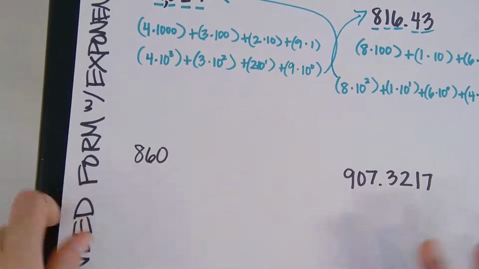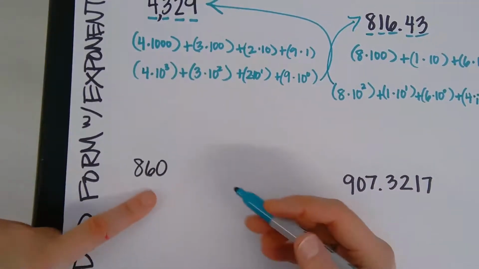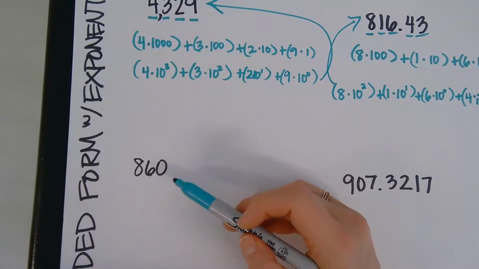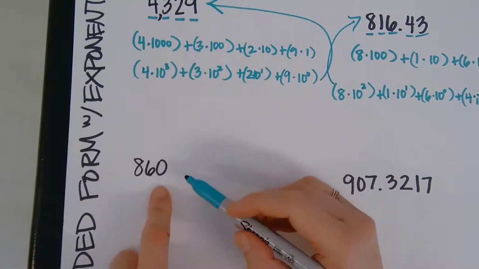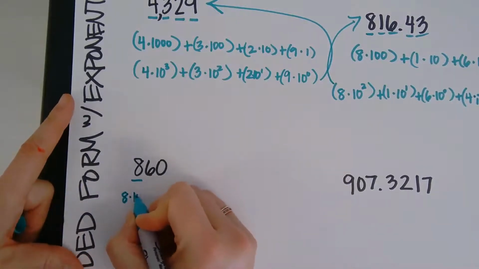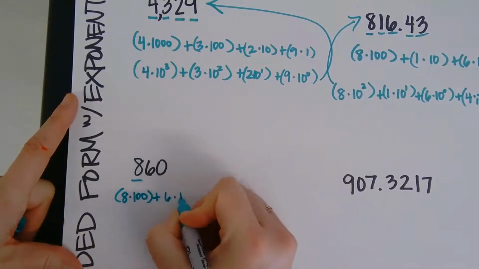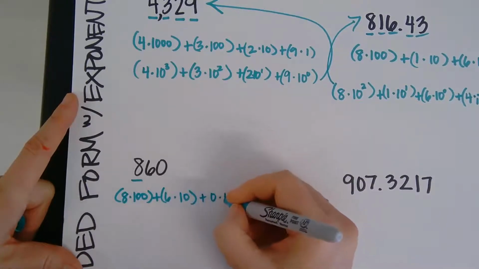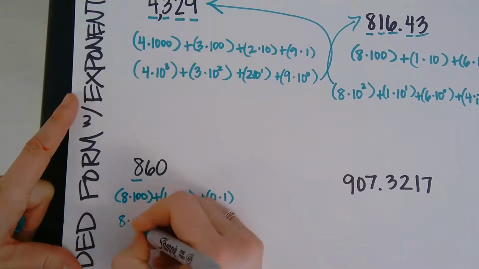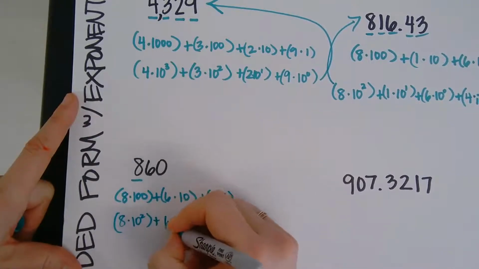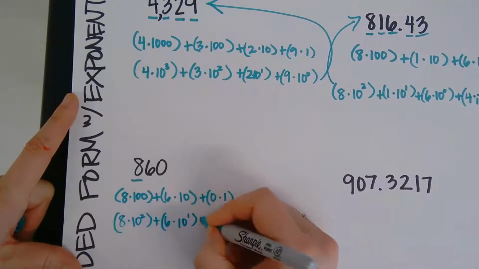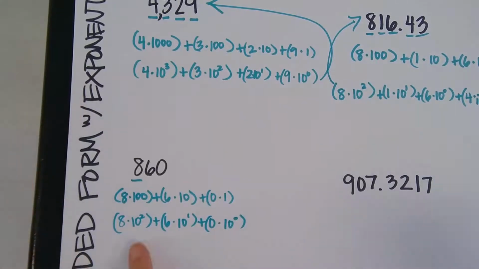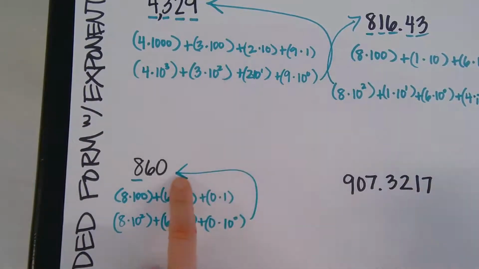All right, let's just check yourself with 860. You could pause this video right now. You do it in your note section and then press play on the video to check how you did. So we have 8 groups of 100 plus 6 groups of 10 plus 0 groups of 1. So that would be 8 groups of 10 squared plus 6 groups of 10 to the first plus 0 groups of 10 to the 0. All right, again, expanded form for this number.